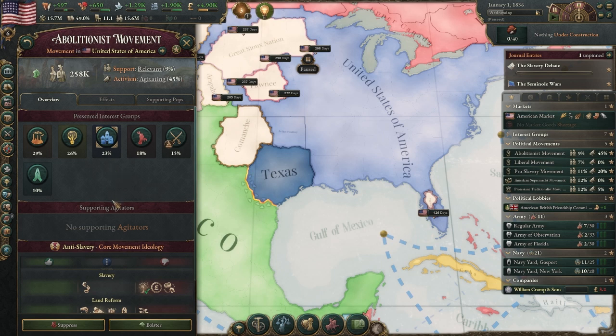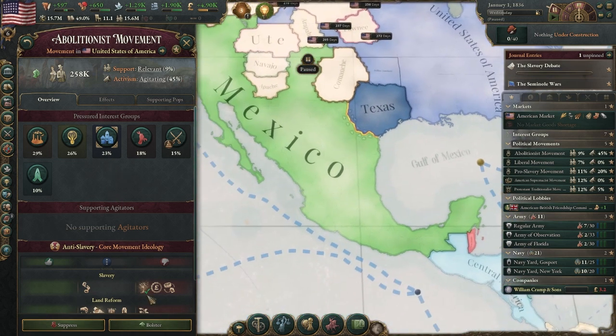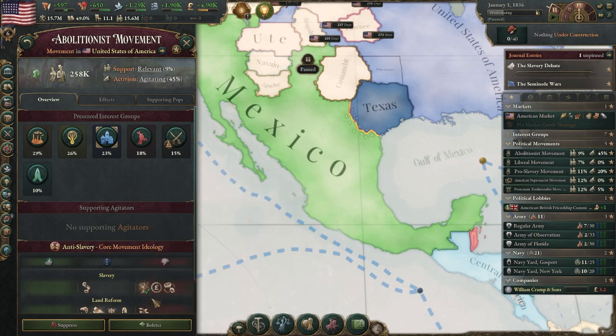As I mentioned earlier, the bolster and suppress buttons are now part of the political movement system. So you can bolster a movement, which means the movement will have a better chance of attracting POPs. Or as the game puts it, it will give them more attraction. And with suppress, the movement will have a more difficult time gaining POPs.